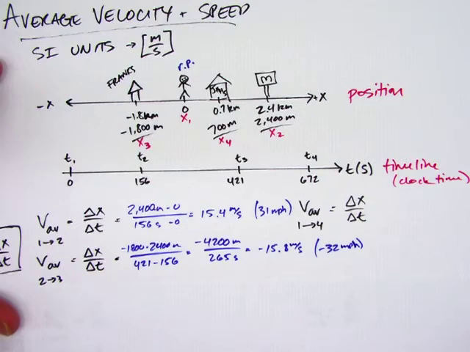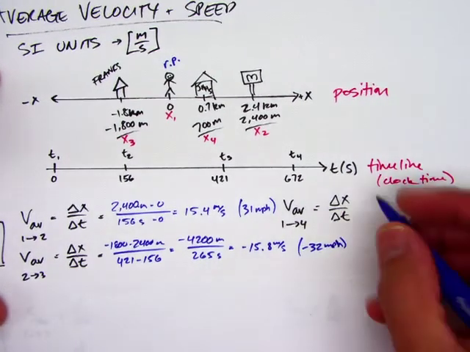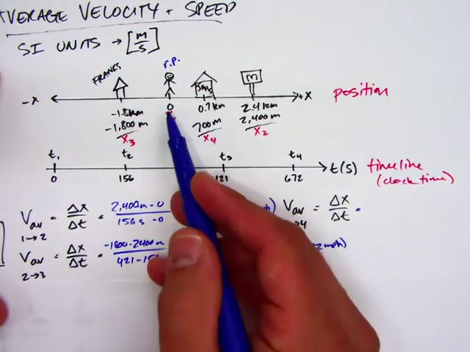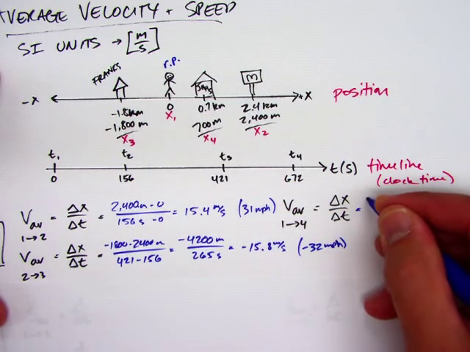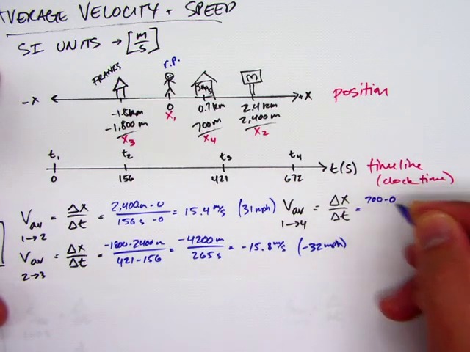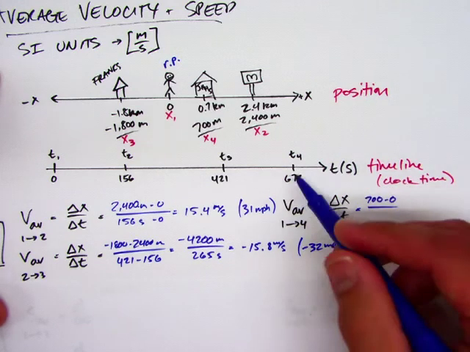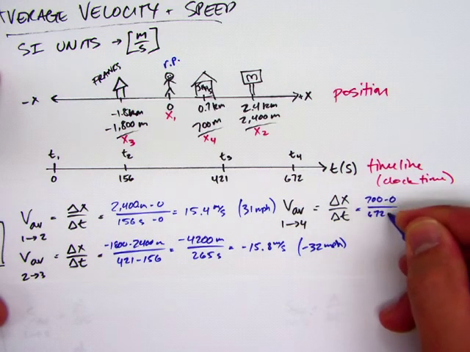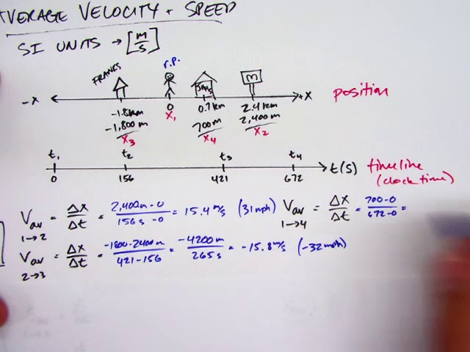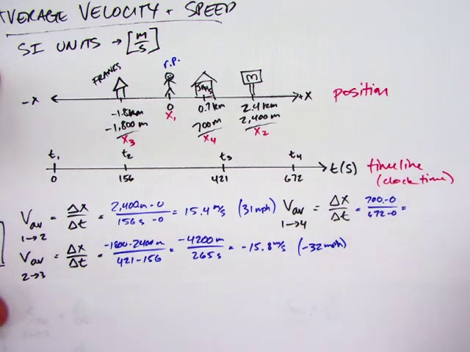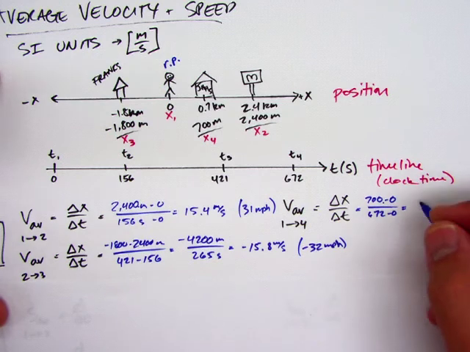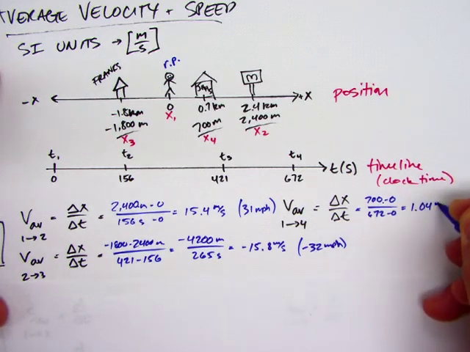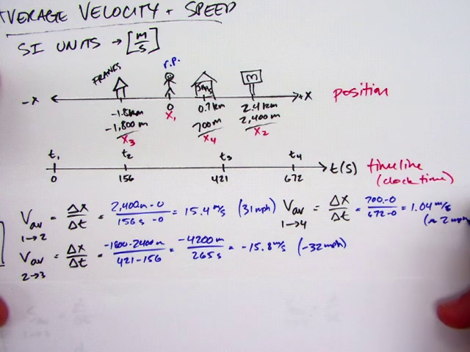All right, last one. From 1 to 4, what's my average velocity? Delta x over delta t. From 1, I start at 0. I go up, down, and back to 700. So I'm just interested in where I finished minus where I started. 672 seconds goes by. So 700 over 672. And again, put a decimal here. We'll consider those 3 significant figures. So my average velocity is 1.04 meters per second, or about 2 miles per hour.